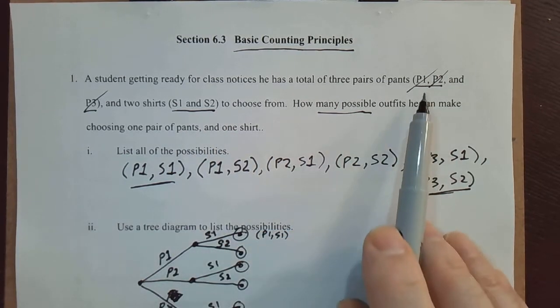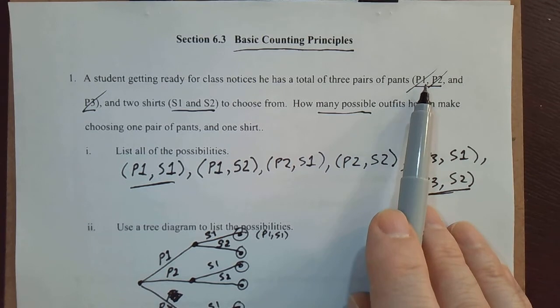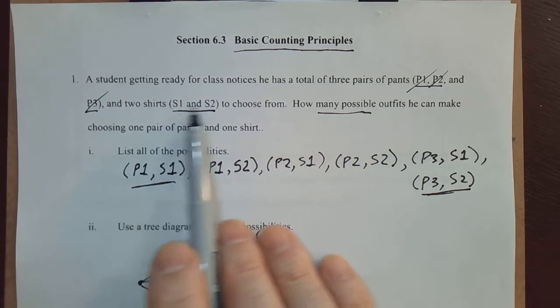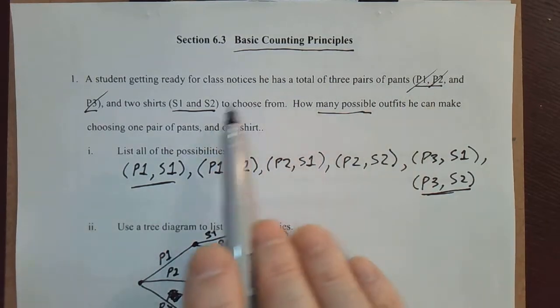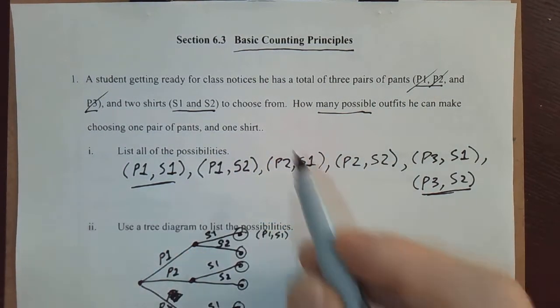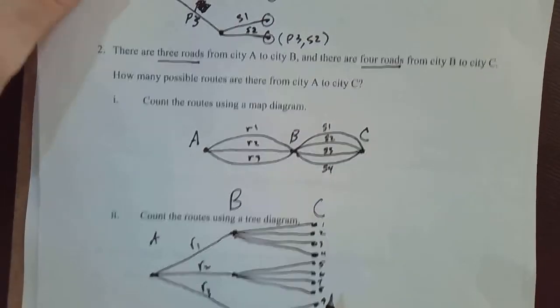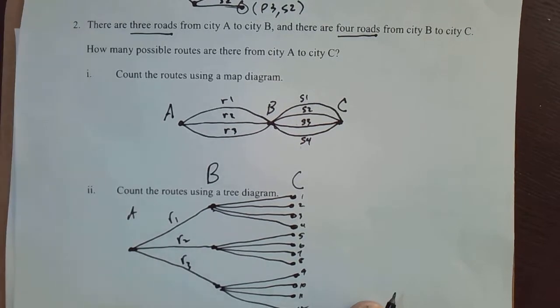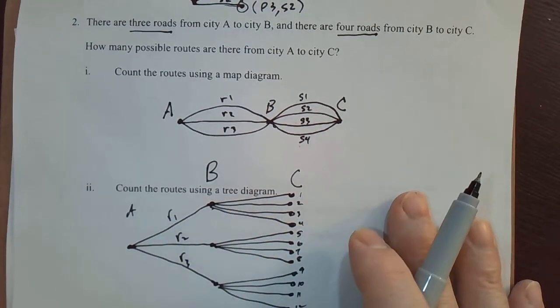6. And you probably realized that you had 3 choices for the first one, 2 choices for the next, the shirts. All you have to do is multiply 3 times 2 and you get 6. In the next example, we wanted to go from city A to city C. You have to go from A to B to C.